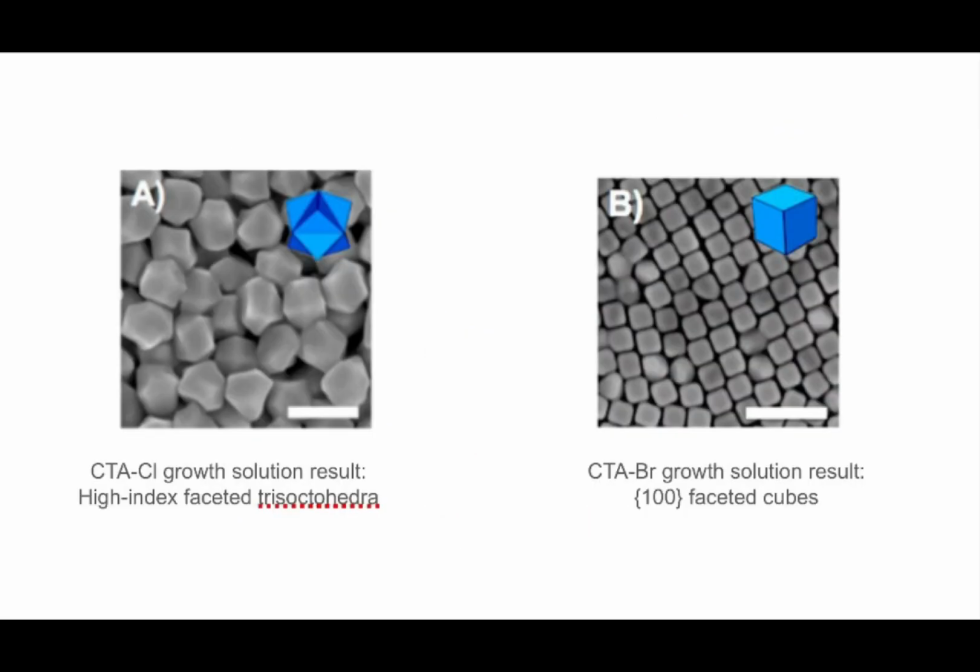facet morphologies. However, the CTA-Cl solution resulted in high index facet trisoctahedra, whereas the bromide surfactant resulted in low index facet cubes, indicating that the chloride solution still had a faster growth rate than the bromide. But what are these pictures?